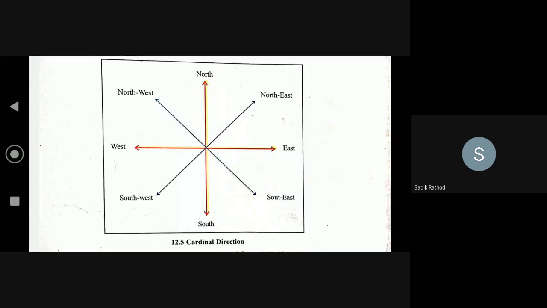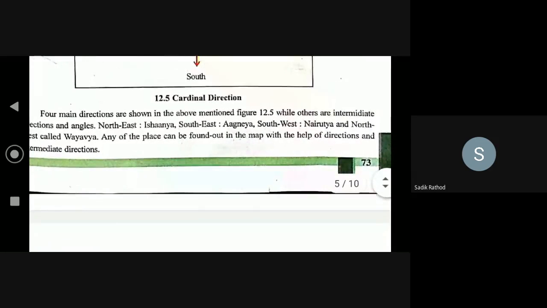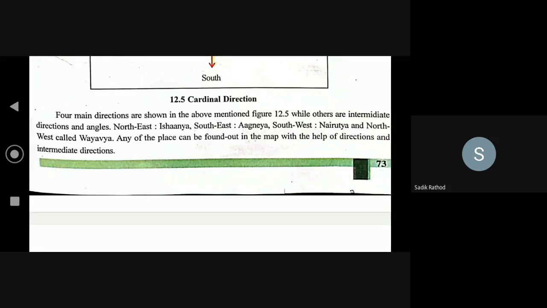Now these are cardinal directions. We have four cardinal directions: north, east, south, and west. Northeast, southeast, southwest, and northwest are the intermediate directions. Northeast is known as Ishanya, southeast is known as Aganya, southwest is known as Nairutya, and northwest is called Vayavya.